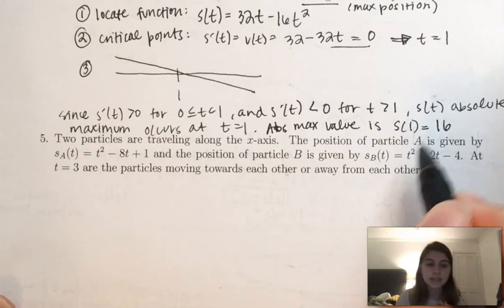So just the velocity is not enough to tell you if they're moving towards each other or away from each other. Kind of like earlier for speeding up and slowing down, just the acceleration doesn't tell you that because it depends on what direction you were moving in the first place.